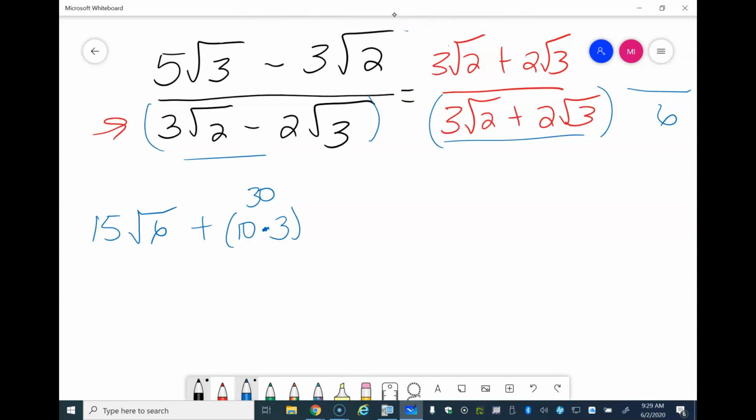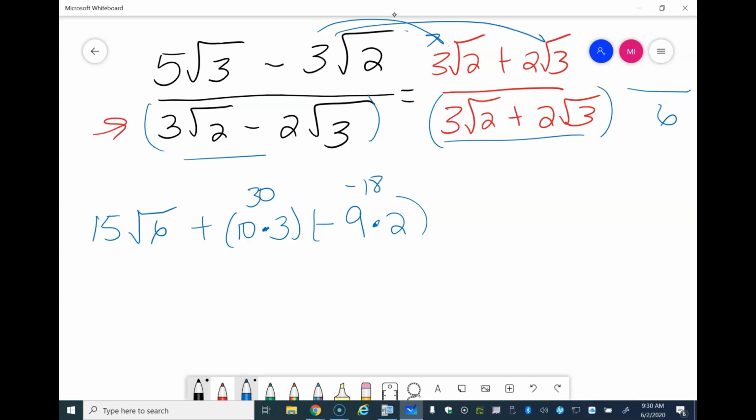Now let's do the second one. So we're going to do the negative times the negative square root of 3 times the square root of 2. Keep the negative with it. 3 times the square root of 2, that's going to give us minus 9. And then the square root of 2 times the square root of 2 is the square root of 4, which is just 2.